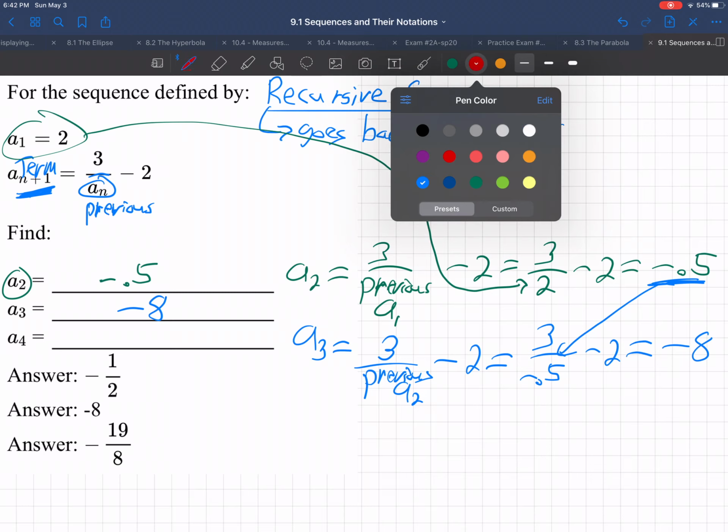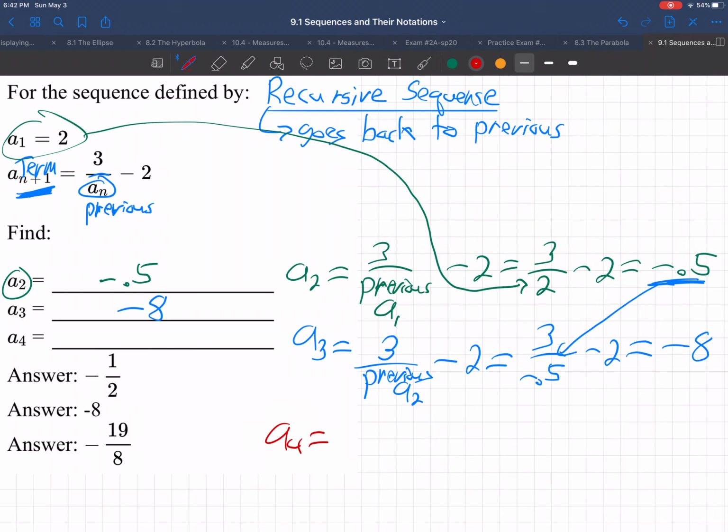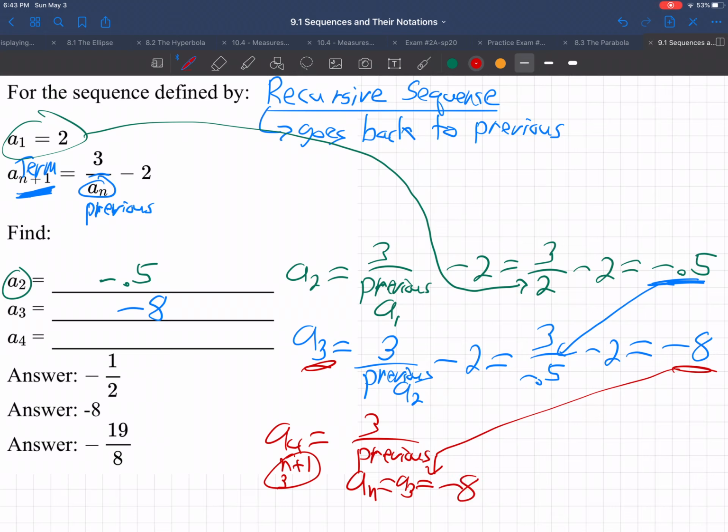Let's do the last one. So then a sub 4 is 3 divided by the previous term. So if n plus 1 is 4, n has got to be 3 here, because this is a sub 3 plus 1, a sub 4. So this is a sub 3, the previous term, negative 8. Negative 8 minus 2. So it's a bunch of fancy stuff to say 3 over negative 8 minus 2. Use your calculator.